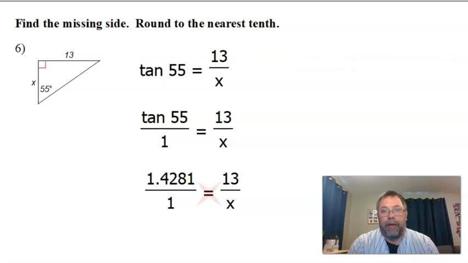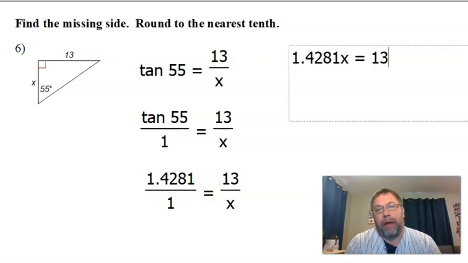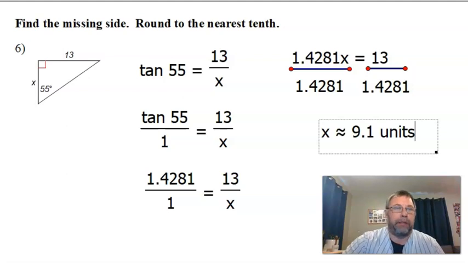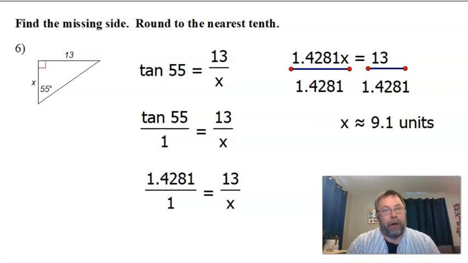And yes, the way we solve any proportion is we're going to cross multiply. So after I cross multiply, I wind up with 1.4281 times x equals 1 times 13, which is just 13. And now we're going to divide both sides by 1.4281. And according to my calculator, the answer we get to the nearest tenth is about 9.1. And if you want to be perfect, put units down there. Now let's move on to our last problem.